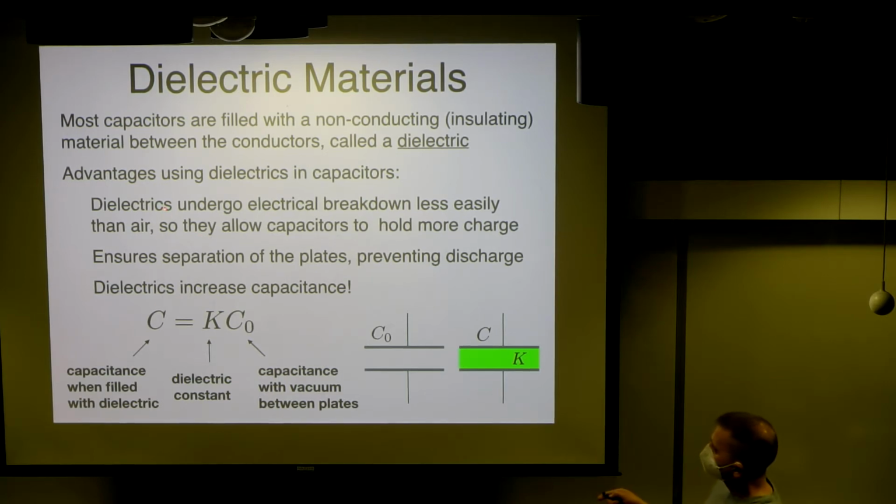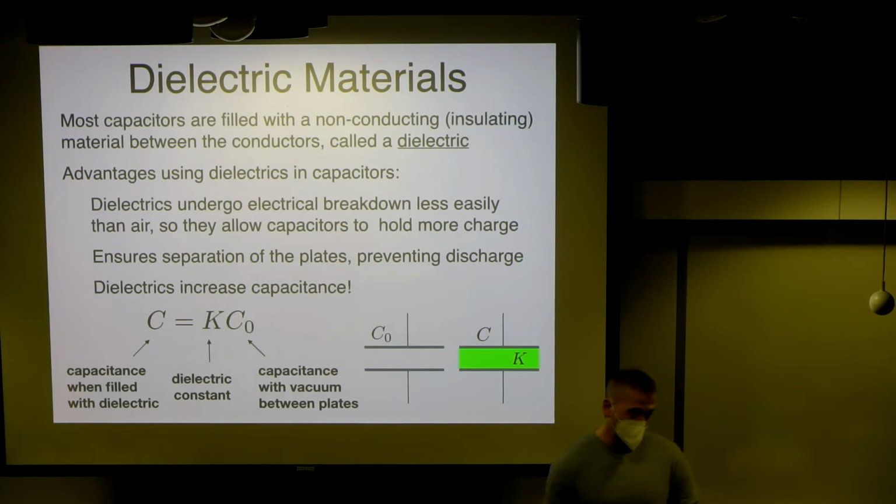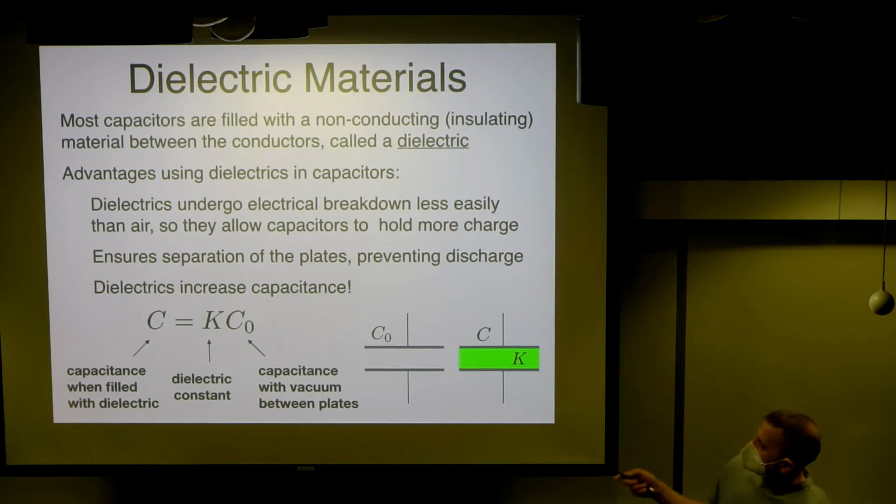So first, dielectrics typically will undergo electrical breakdown much less easily than the air. In other words, it takes a stronger electric field in that material before it starts to act like a conductor and discharge the capacitor, basically. Of course, if you place a layer of insulating material between your two conducting plates, it just ensures that they're going to be separated.